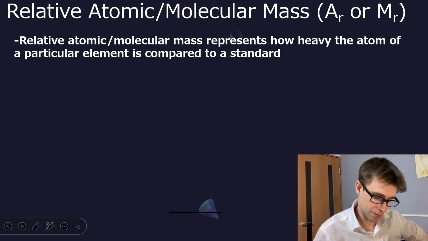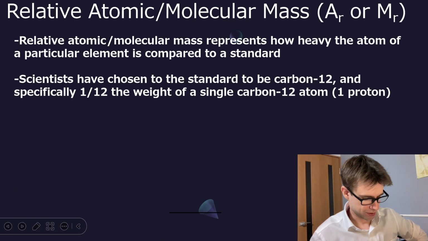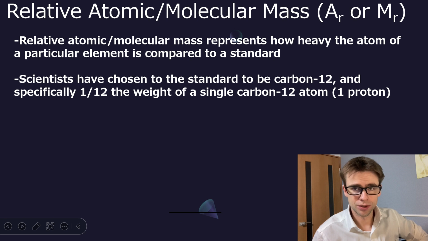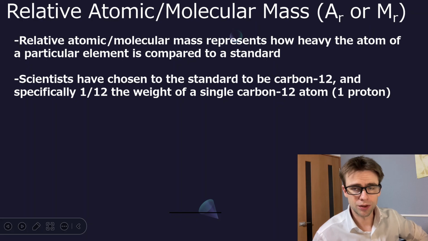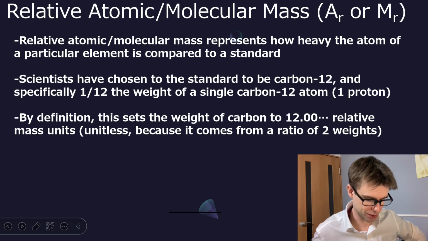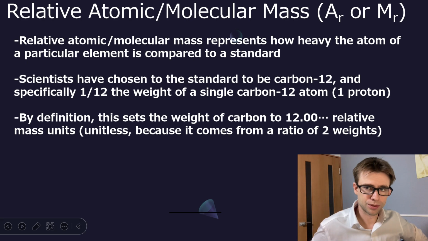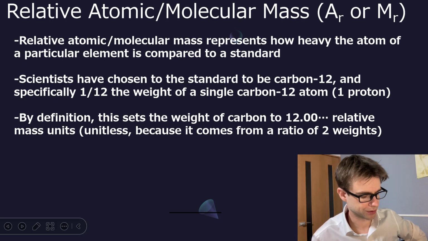Relative atomic or molecular mass represents how heavy or how massive the atom of a particular element is compared to a standard. Scientists have chosen the standard. That's what I introduced in the first slide today. We chose it to be carbon-12, and specifically 1/12 the mass of a single carbon-12 atom, which is about the mass of one proton in that context. By definition, this sets the weight of carbon-12 specifically to 12.00000 going forever, and that's relative mass units, AMU or Daltons.